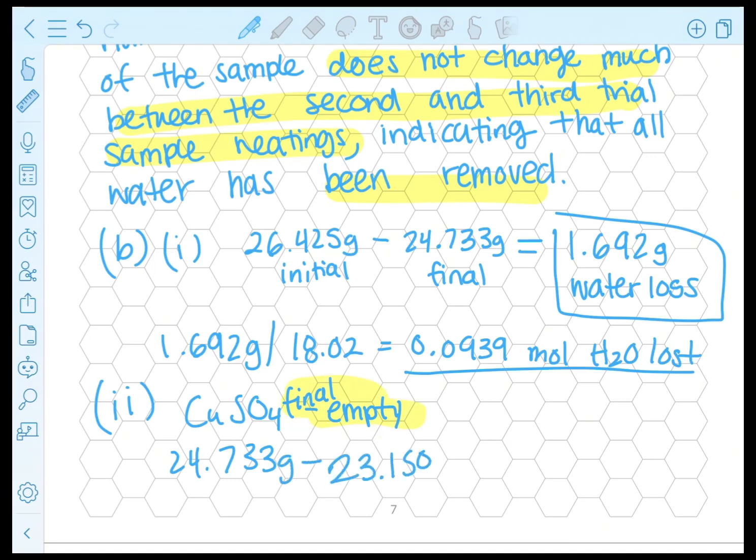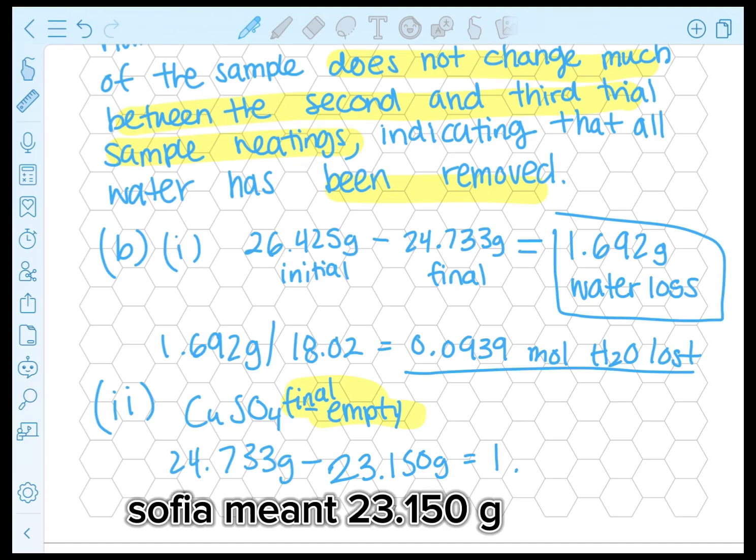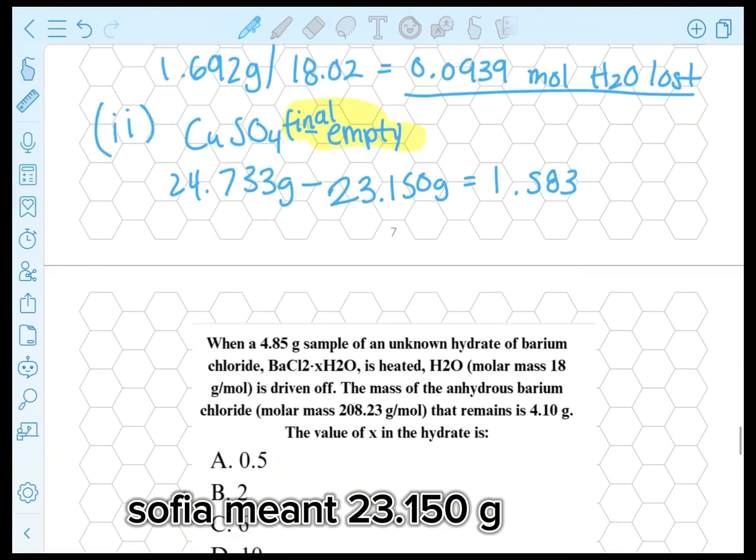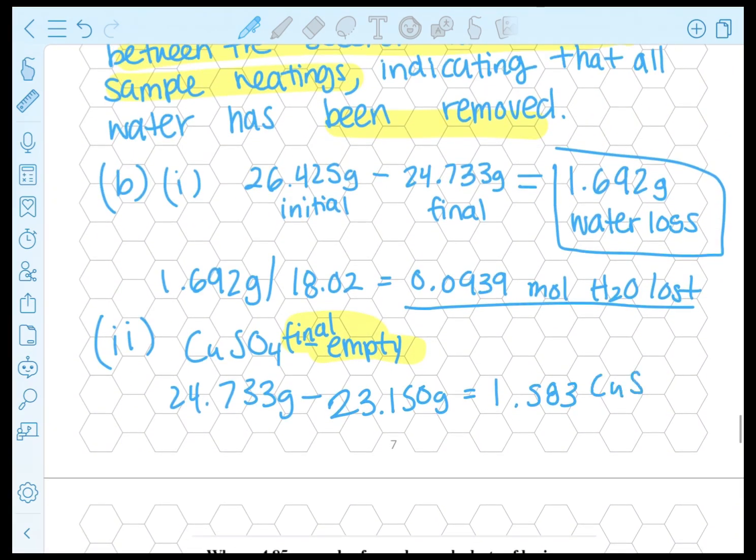So 24.733 grams minus the mass of the empty container, which is 32.150 grams. And that gives us 1.583 grams of copper 2 sulfate. And now we're just going to find the moles of copper 2 sulfate. The molar mass of copper 2 sulfate is 159.61 grams. So we're going to divide and we get 0.01 moles of copper 2 sulfate.